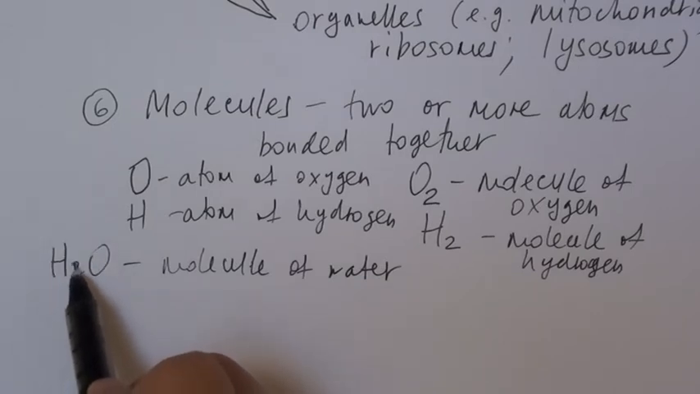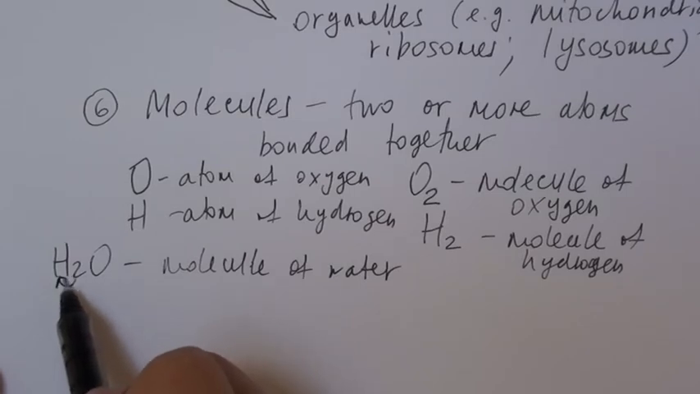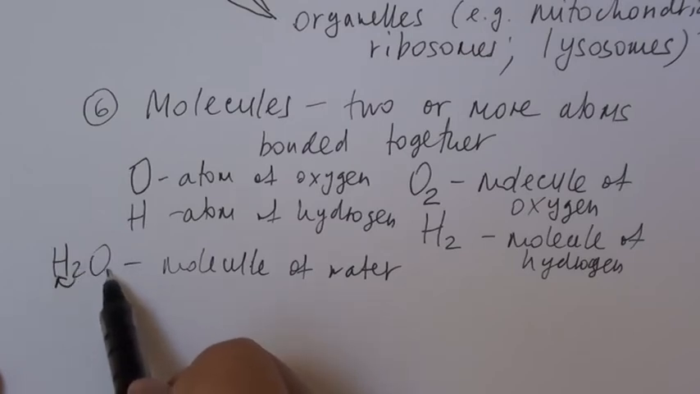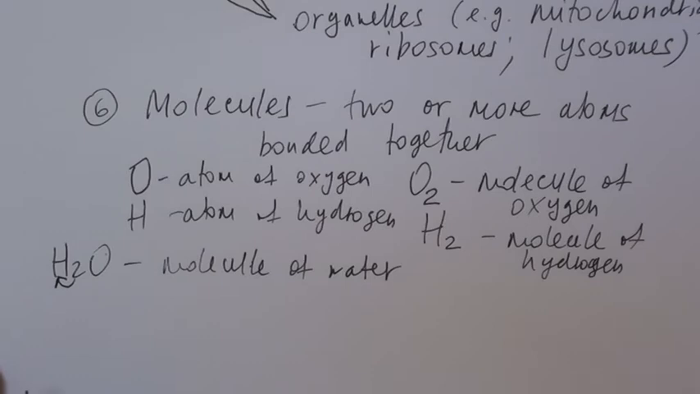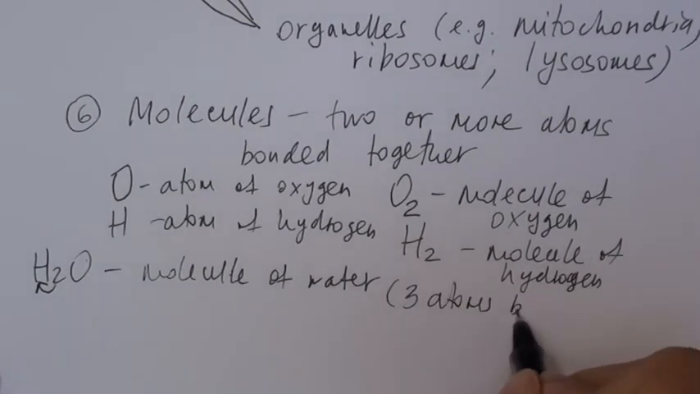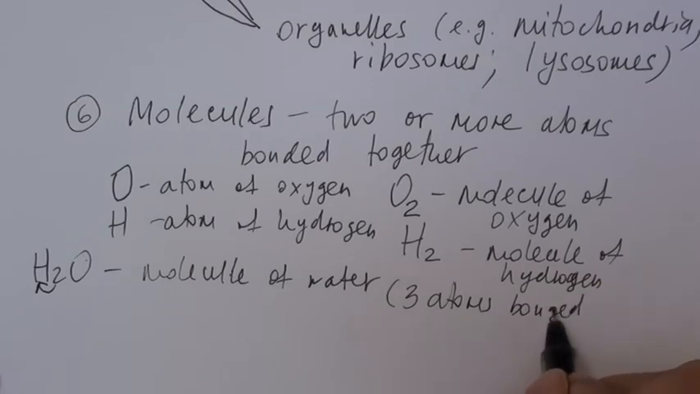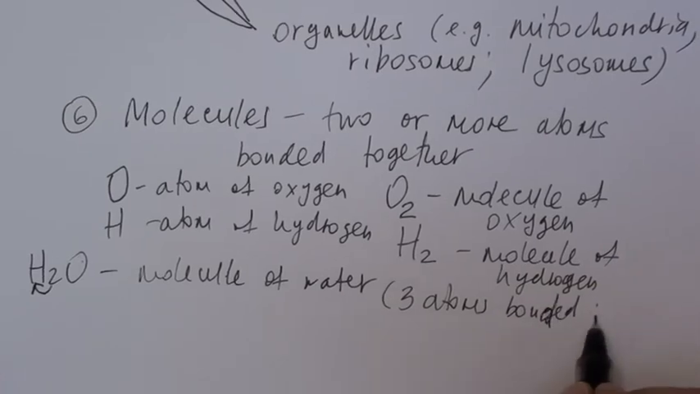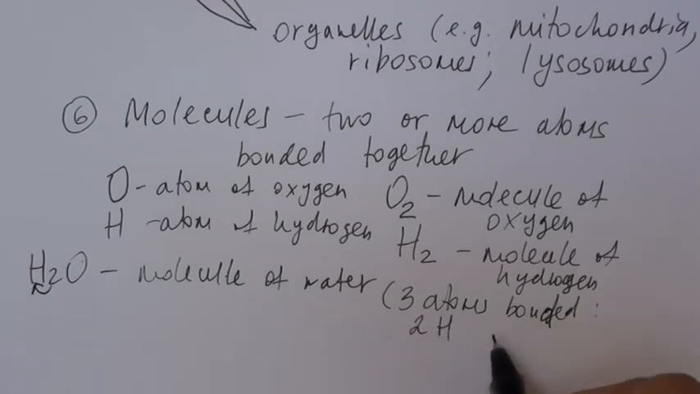So I've got H2, so that 2 belongs to hydrogen. It tells you there are 2 atoms of hydrogen and there is only 1 atom of oxygen, because you have no number here, so that assumes 1, okay? So 1 oxygen, 2 hydrogens, so it means 3 atoms bonded together. Bonded, right? So 2 hydrogens and 1 oxygen, okay?